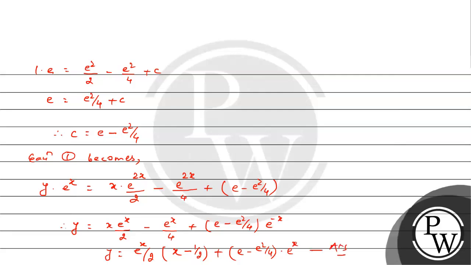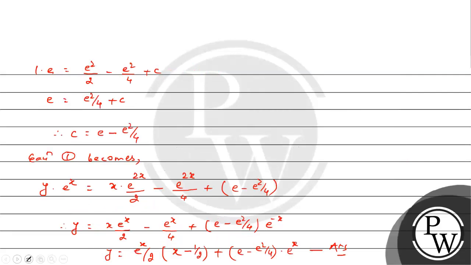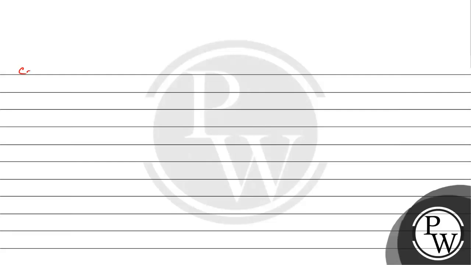This is our answer in case 1 when alpha plus beta is not equal to 0, alpha equal 1 and beta equal 1. In case 2, if alpha plus beta becomes 0, alpha we take as 1, so beta is minus 1 in this case.